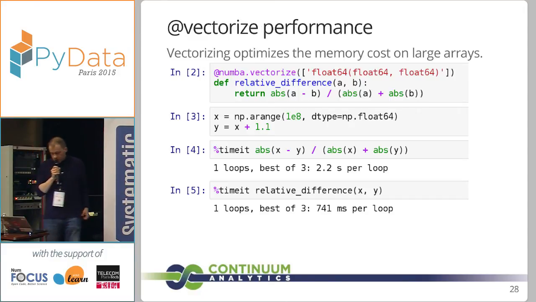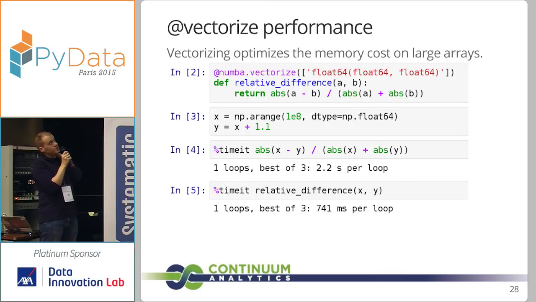So here is an example. We're defining a relative difference. This is an arbitrary definition of a relative difference, I think. We have the absolute value of a difference, and we divide it by the sum of the absolute values. So you see in the definition that the vectorized function really operates on two elements. It doesn't know that there are arrays behind it.